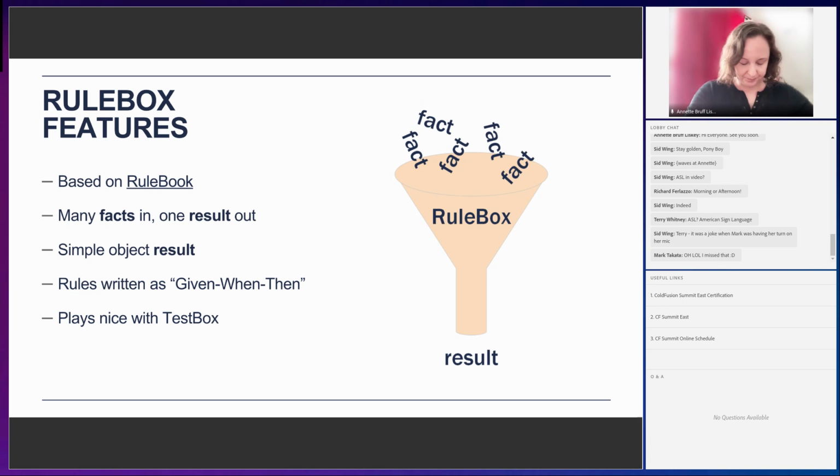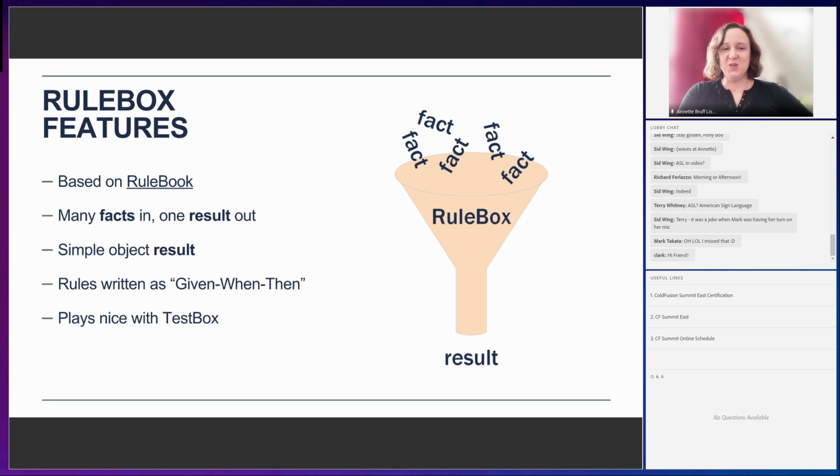RuleBox in particular, as a rules engine, is based on another project called Rulebook. They are almost identical, just different languages. The idea is that you send a set of facts into this rules engine, and what you get is a result after all of the rules have been acted upon. You get to write your rules in that nice given when then format that's familiar to people who've been doing automated testing, and like I said, pairs really nicely with TestBox. In fact, the language that you use to write tests in TestBox can also use given when then.